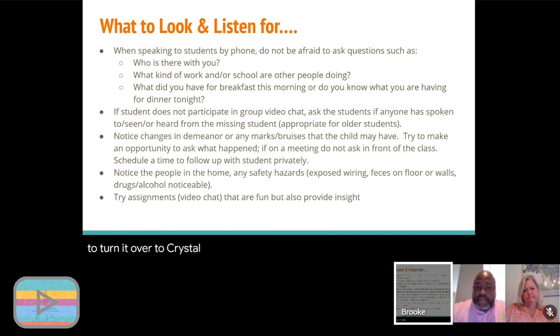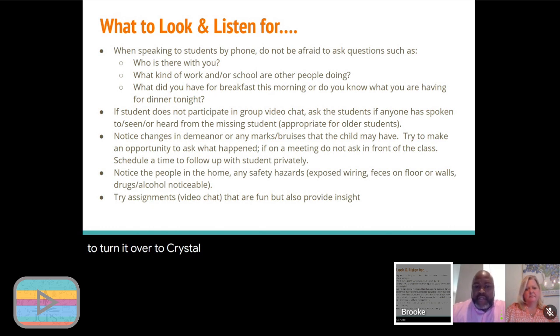If a student doesn't participate in a group chat, ask the students if they have spoken to, seen, or even heard from the missing student. This is more appropriate for, I'll say, older students rather than younger students, because like I said, older students are texting in group chats. So they may be able to give you some information on if the student is going through some hard times or not. So definitely just be aware of that.